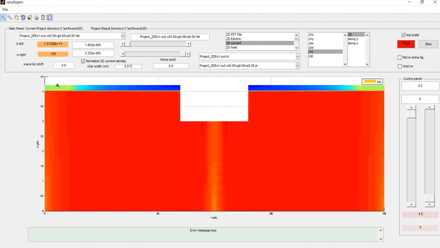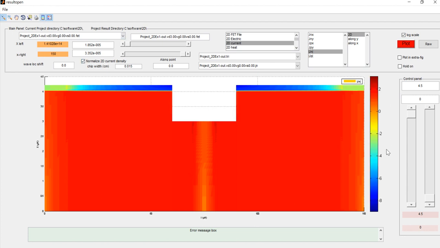But this is electron current, so electron current should be 0 in the P layer, so it should be blue. But you can see some green, that means there's some overflow here. Not huge, it actually is log scale. So there is some degree of leakage current. This is a log scale, and you need to plot the log scale.